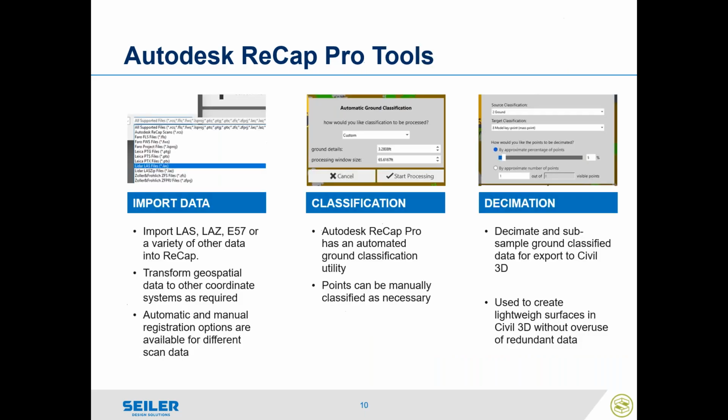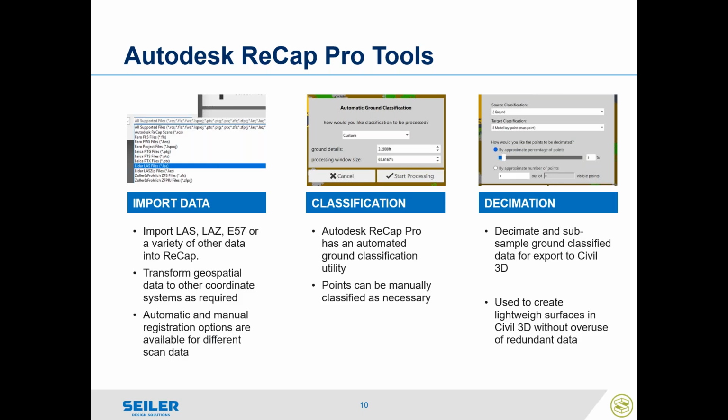Okay. So the processing we're going to go through is we're going to import a variety of data, and transform any geospatial data to other coordinate systems as required. Sometimes we're going to get data from a LiDAR scan that's in a UTM metric format. We're going to use this to transform it to a state plane coordinate system, whether US feet, international feet, or keep it in meters. The point cloud will do the transformation, as long as it's in a common datum. Automatic and manual registration options are available. Then we're going to classify. So we're going to run that automatic ground classification utility.